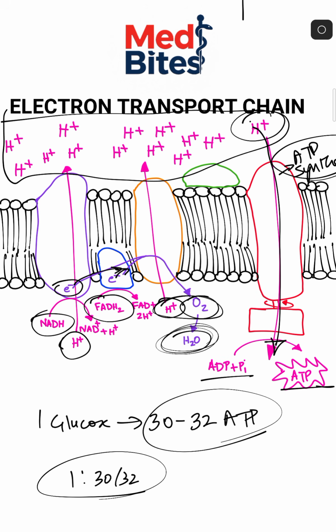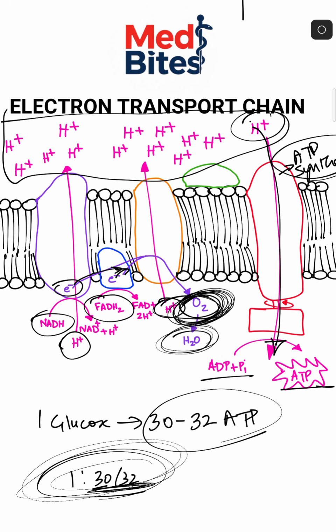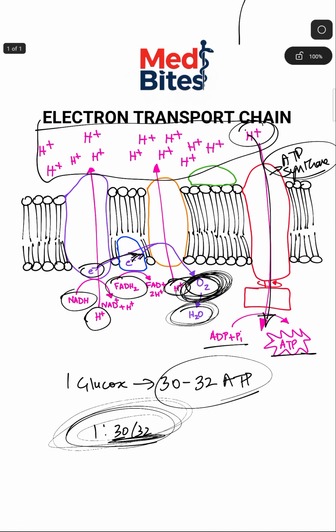So, two things that will come up in your exams. One, what is the final electron acceptor? That's going to be oxygen to make water. And two, how many molecules of ATP are produced per molecule of glucose? And that's going to be anywhere between 30 to 32. And that's it. Now, you've gone all the way from glucose to ATP production.